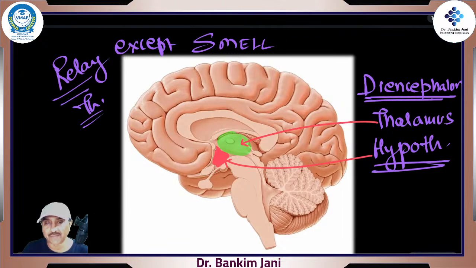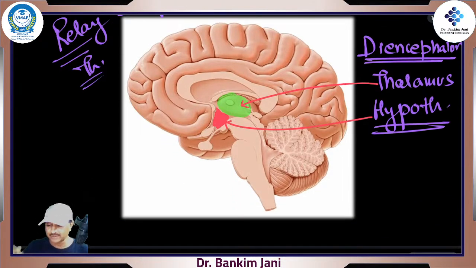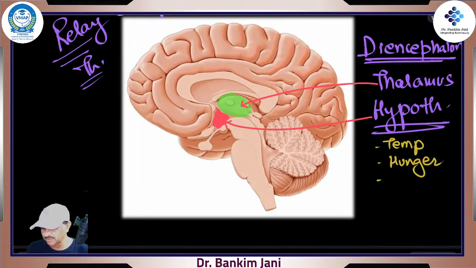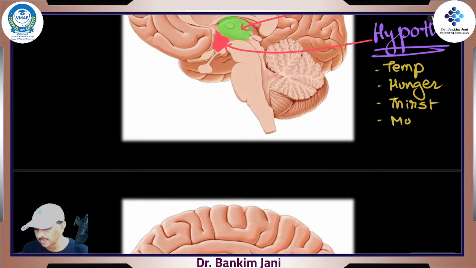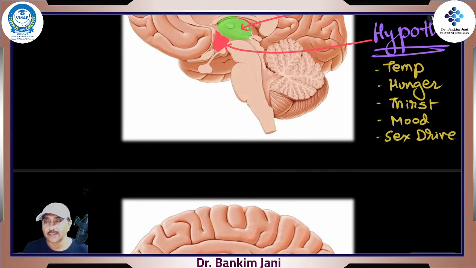Hypothalamus carries so many functions, right? Huge, big list. Right from the body temperature, perception of temperature, then the hunger, thirst, all the standard things. Then the mood, then the sex drive. That is all handled by this hypothalamus. Even it has got effect on, say, sleep.